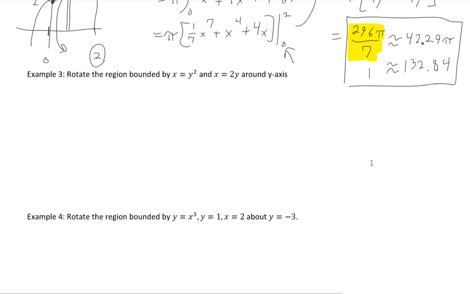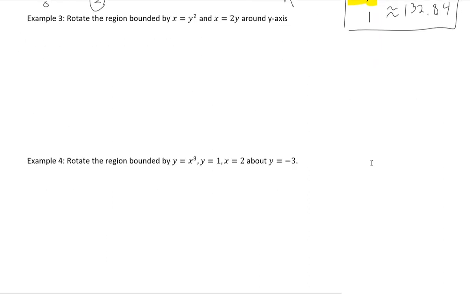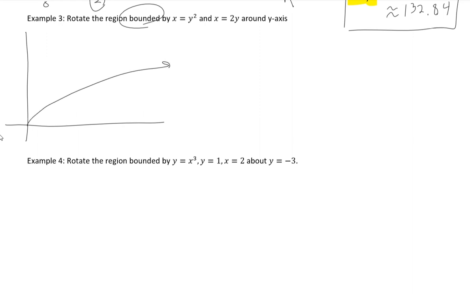All right, next one. Rotate the region bounded by x equals y squared, which is a parabola going up the x-axis, and x equals 2y, which is just a straight line, around the y-axis. Okay, so since it says bounded, that means that they do intersect somewhere, so let's graph it. Again, the first thing you should always do is graph it. x equals y squared looks like this, it's a parabola, and x equals 2y is a positive function, goes like this.